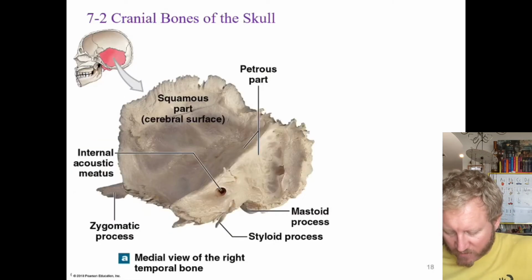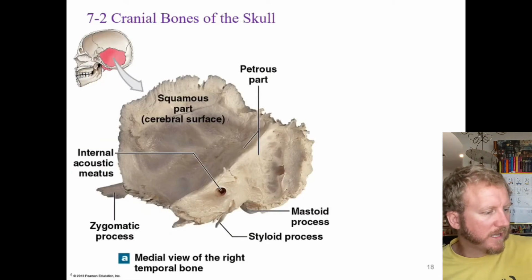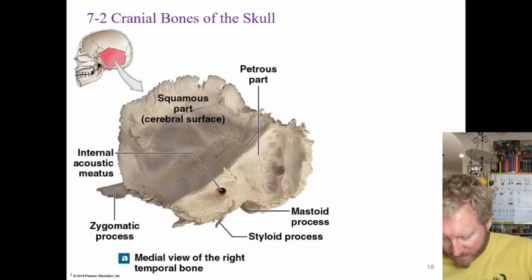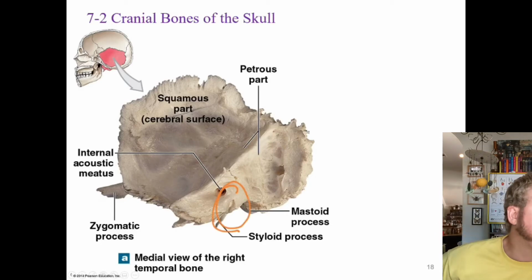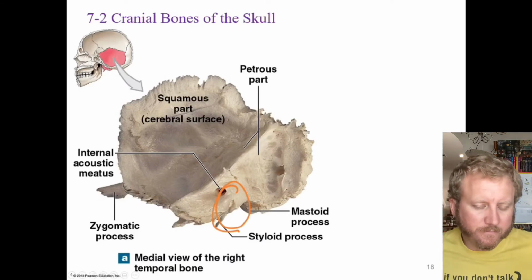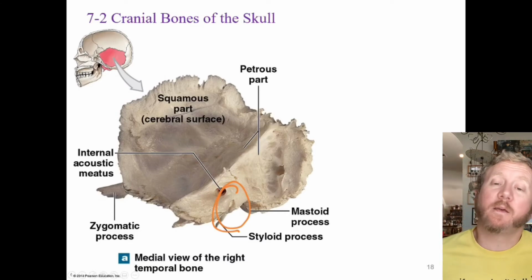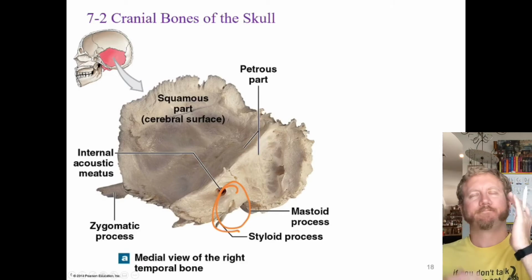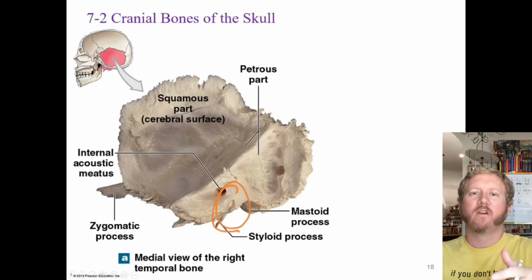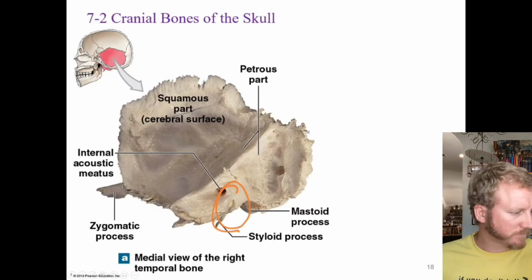Here's an interior view of the skull. So right about here is the carotid canal for the anterior carotid artery. Now remember, the occipital bone forms the other part of this, like in the posterior half of this canal.